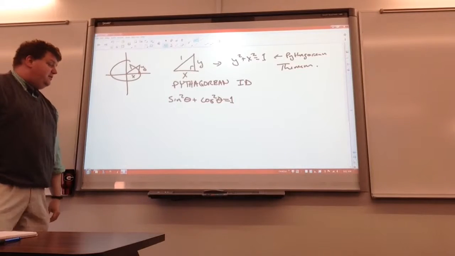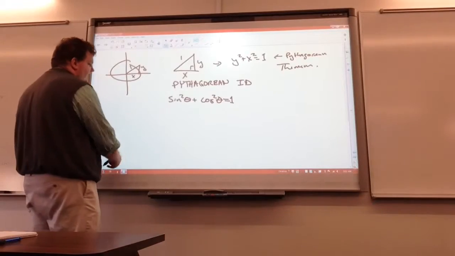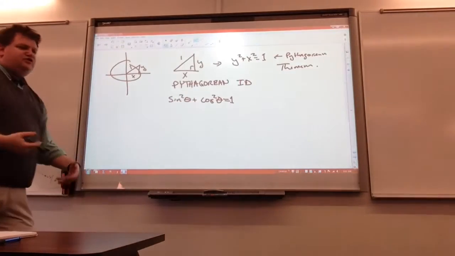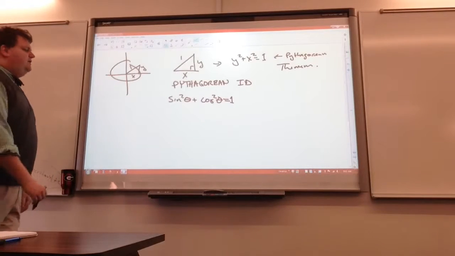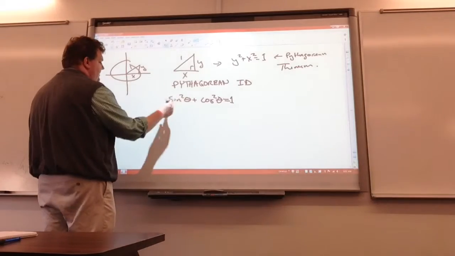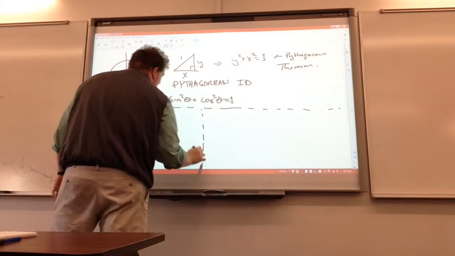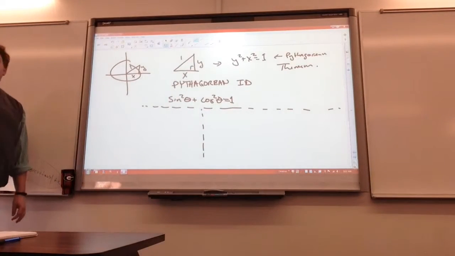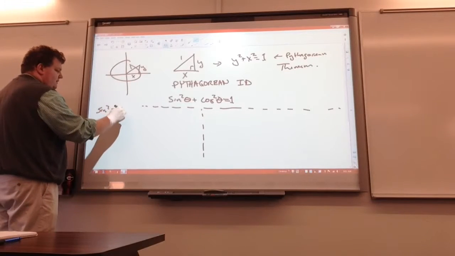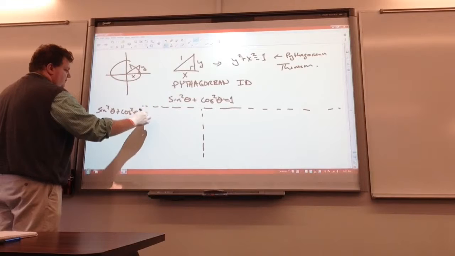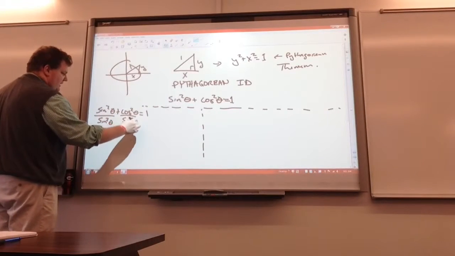So sine squared of theta plus cosine squared of theta is equal to 1. Now, from this identity right here, I can get 2 others by just manipulating around parts of this equation. So the first one I could get is if I divide both sides of the equation by the sine squared of theta. So if I had the sine squared of theta plus cosine squared of theta equals 1, and I divide it by the sine squared of theta, everything gets divided by sine squared of theta.